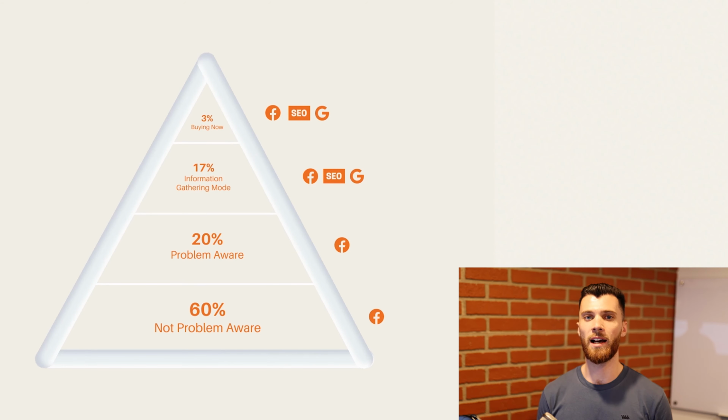Now, this is one great element that I like to go through with clients to get a better understanding of how the platforms work and how the audience is separated. So ultimately, if we start at the bottom of this triangle here, we've got 60% of people who are not problem aware. In summary, that means they don't know what they don't know. They don't know that there is even a problem. So it's very hard to target these people because they're oblivious.